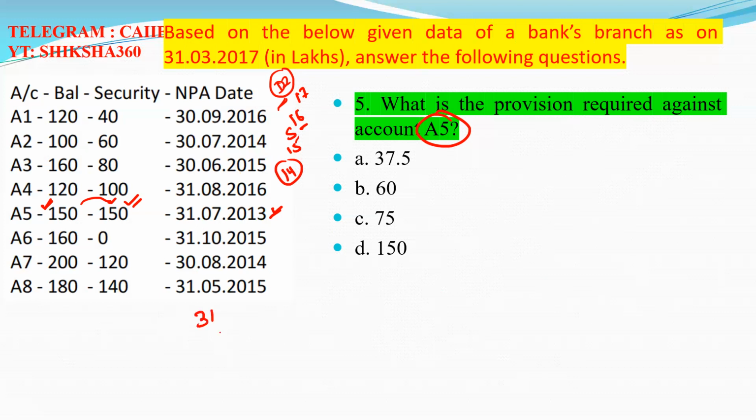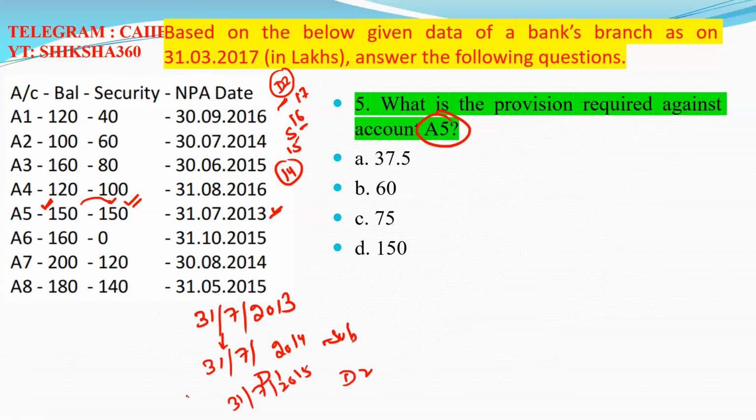Let me once again, this one is NPA date, till 1 year substandard. After that it is D1, D2, D3, clear? Till 31st D1. After that it is to be D2 category, clear?